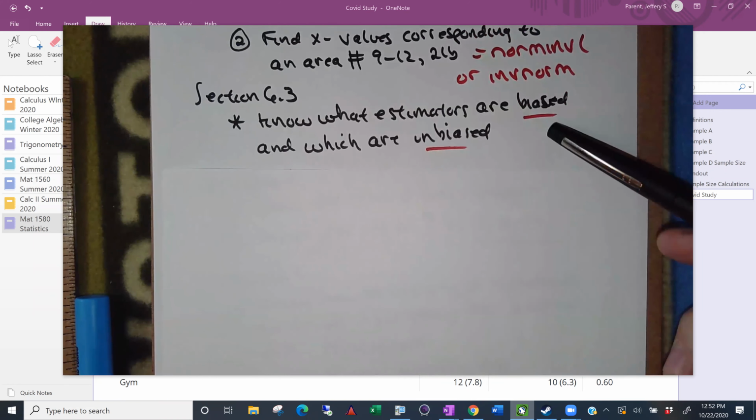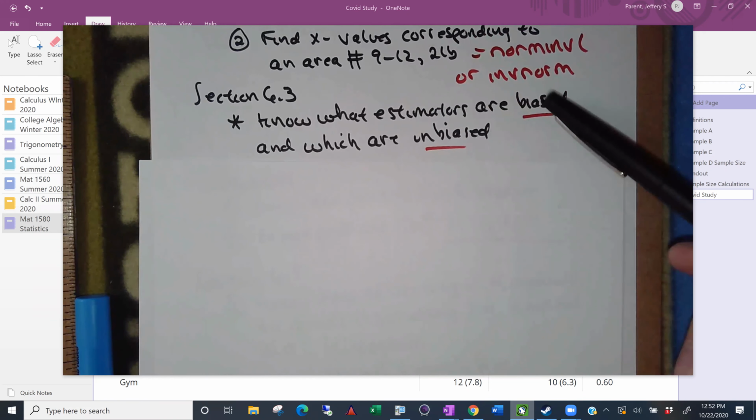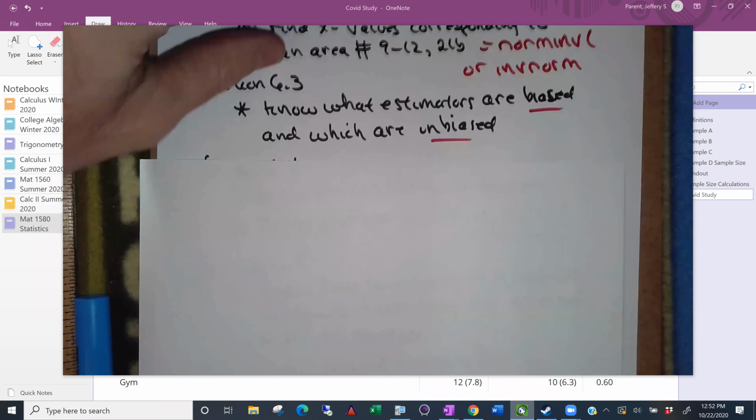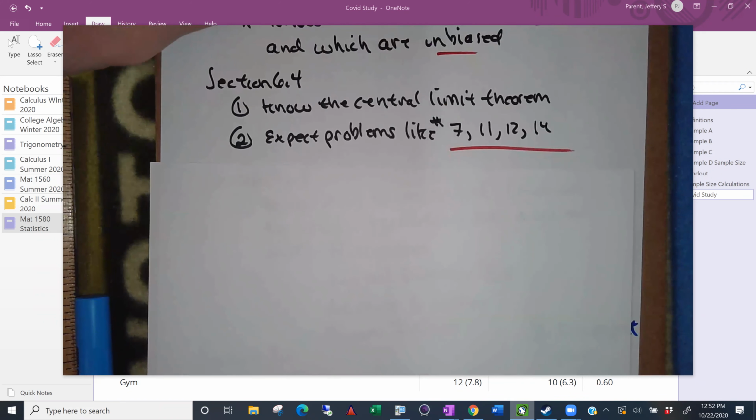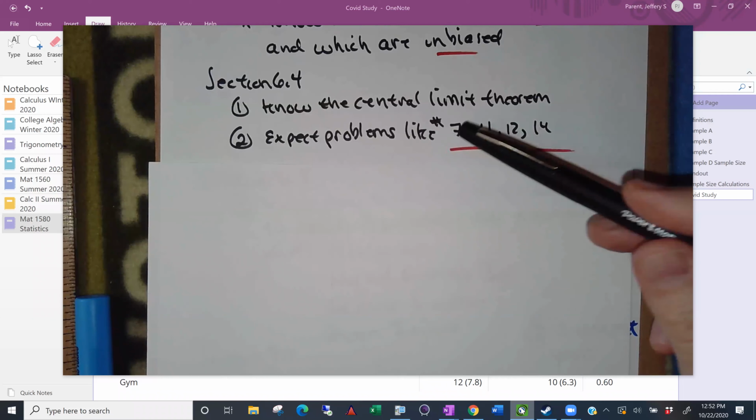Not too much that I'm going to hit you with from section 6.3. You might want to look over your homework. But the one thing I have said about the section: know which estimators are biased and which ones are unbiased. Central limit theorem, we did a lot of problems there the other day from section 6.4. So expect some problems like this from the book.